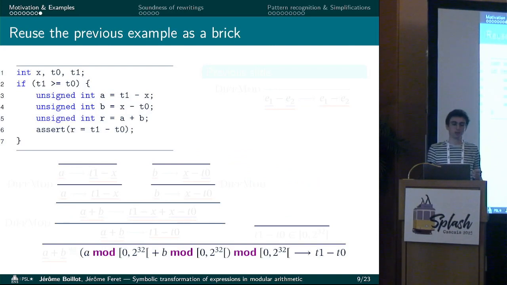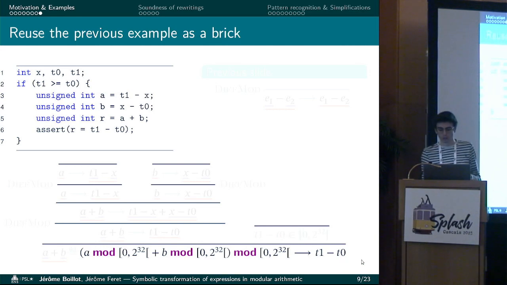We will prove something a little bit bigger by reusing the previous example as a brick. So let's consider this program. We have a variable a that is equal to t1 minus x, b that is equal to x minus t0, and r that is just the sum of the two previous values. And what we want to do is to simplify it so that those x cancel each other in the addition. So let's do it. We will do an inductive proof, a tree of induction rules.